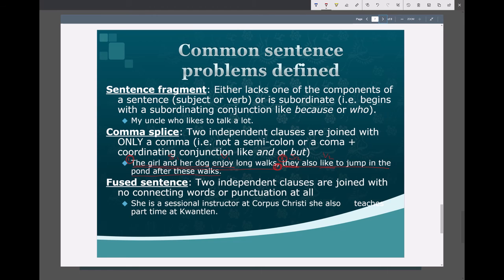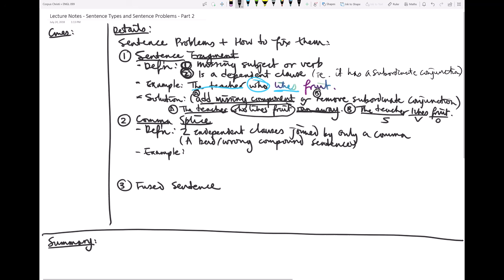So let me try making one too. I'll probably write something simpler. The cat likes to sleep, comma. It purrs while it sleeps.